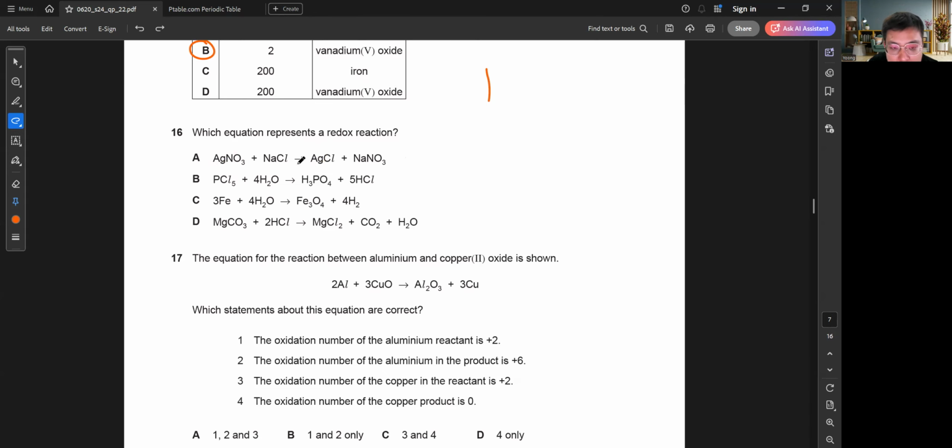So there's no change. And even for NO3, Na, and Cl, going in, they have a charge. Coming out as well, they have a charge. So it's not A.